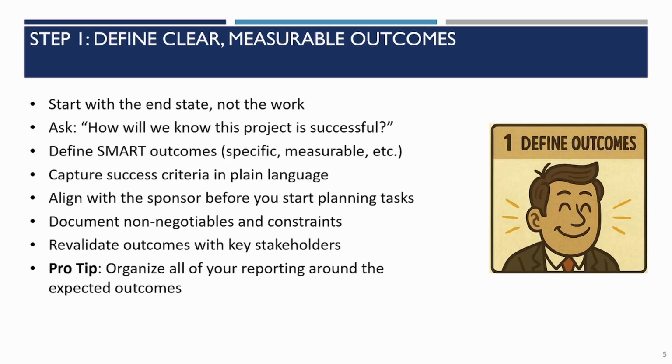So first, we're going to define the outcomes, and that means starting with the end state, not just the work. So again, what are we trying to accomplish? Before we get into how do we do it or what are the activities and so on, what are we trying to accomplish with this project? Or in other words, how do we know the project is successful?